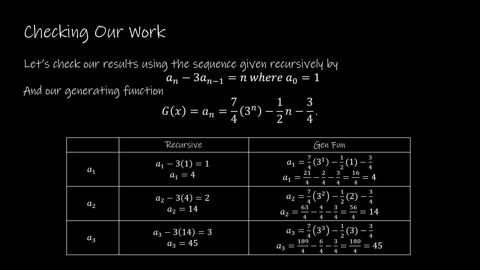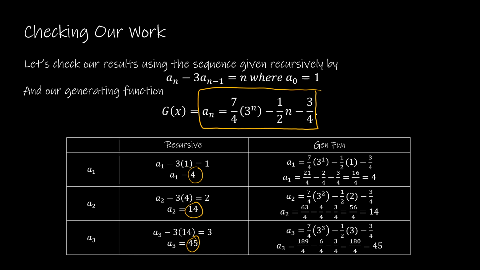So again, we have our generating function. Our generating function gives us the value of a sub n at any value, so this is just an explicit function. Now if we use this recursively, notice I'm just redoing what we did at the beginning, right? We said a sub 1 minus 3 a sub 0, a sub 0 was 1, that gives me a sub 1 is 4, and then I'm just repeating that process. So I got 4, 14, 45.